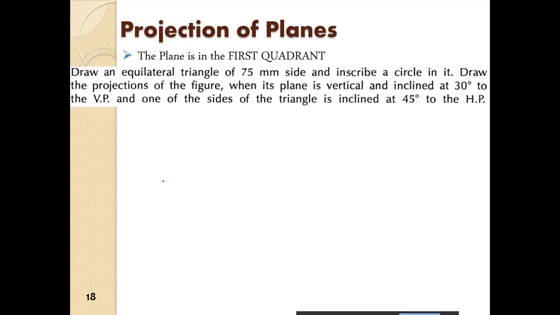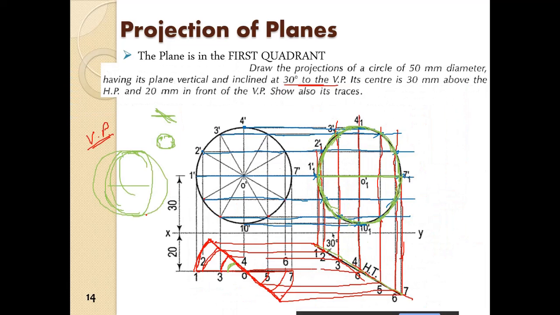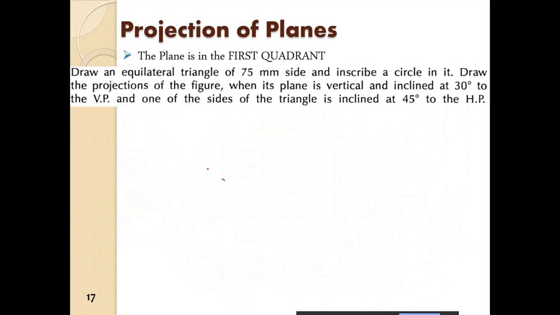So here we have an equilateral triangle of 75 mm side and inscribed a circle in it. Draw the projection of the figure when its plane is vertical and inclined at 30 degree to the VP. So just like this circle over here. So we have the plane. So first of all, we think of the plane.